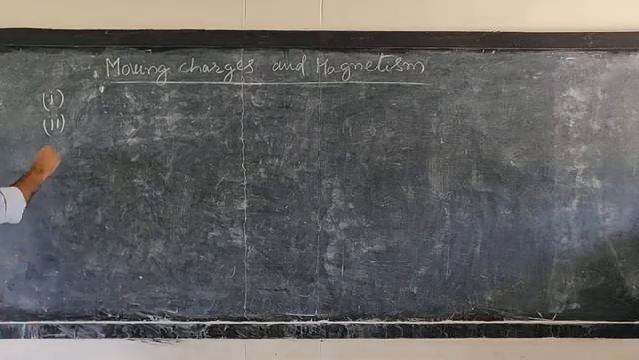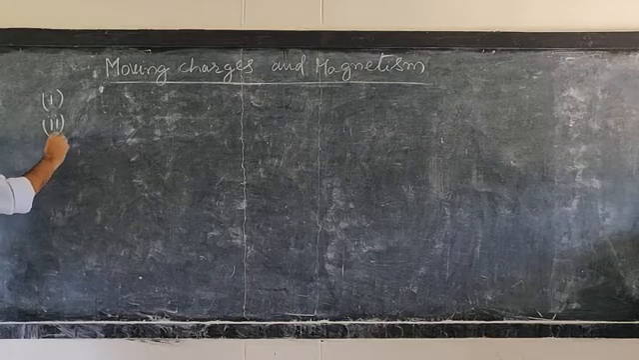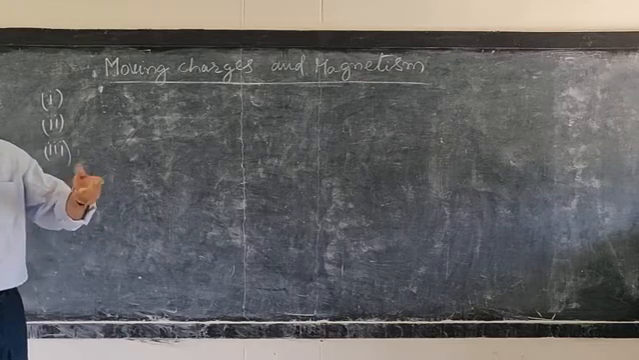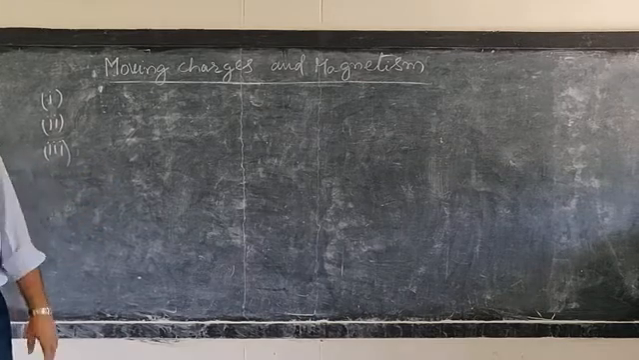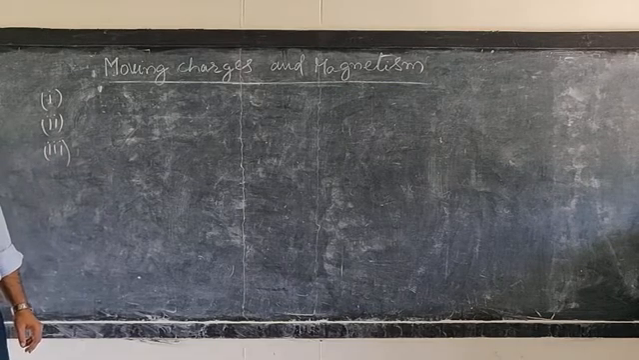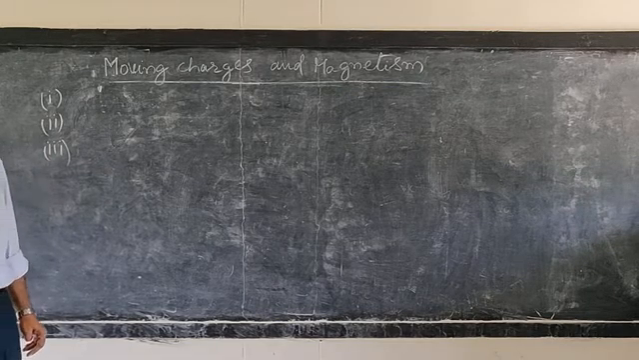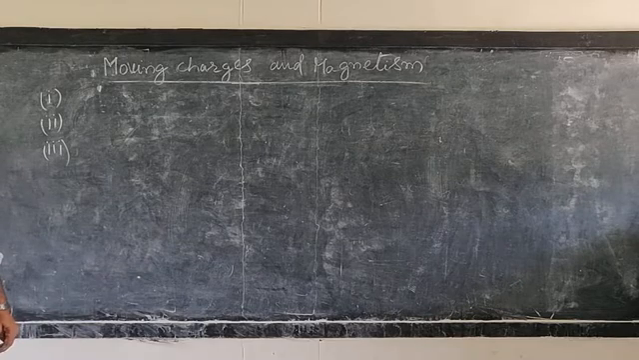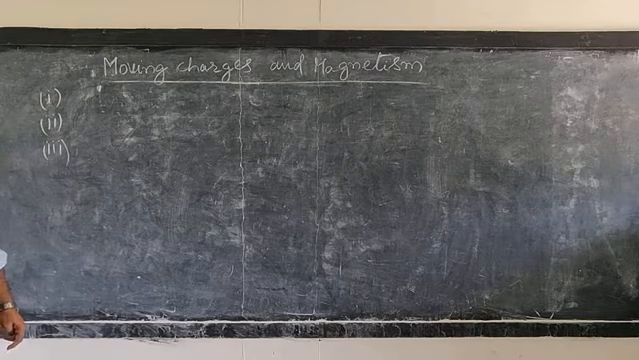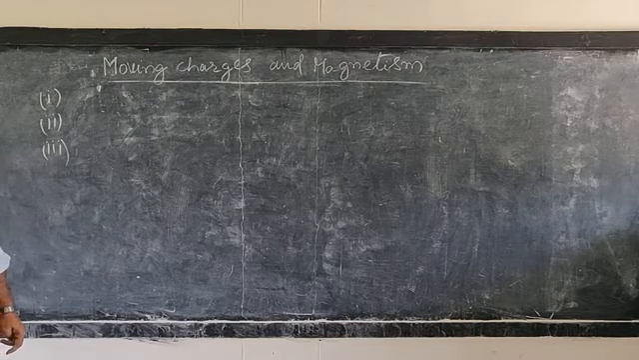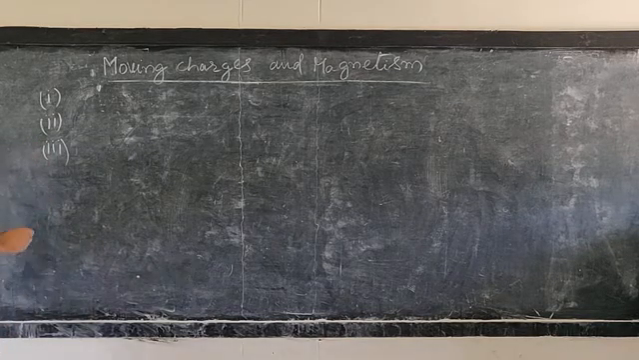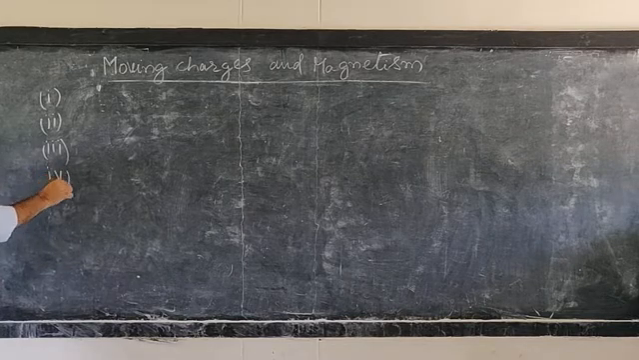Another similarity is that both fields depend inversely on distance. That is, the electric field and magnetic field have an inverse square dependence on distance, proportional to 1 by r square. We have seen in Coulomb's law and also in the Biot-Savart law the inverse square dependence of the field strength at a point from the source. So, these are similarities.